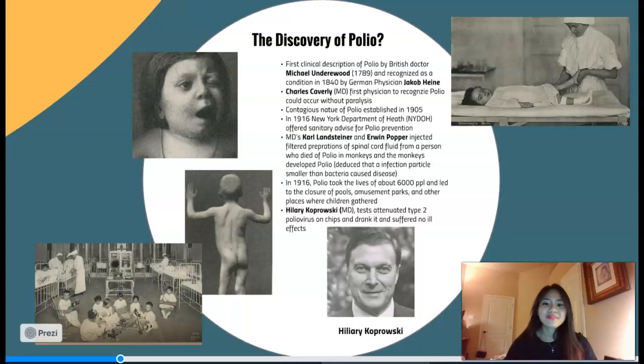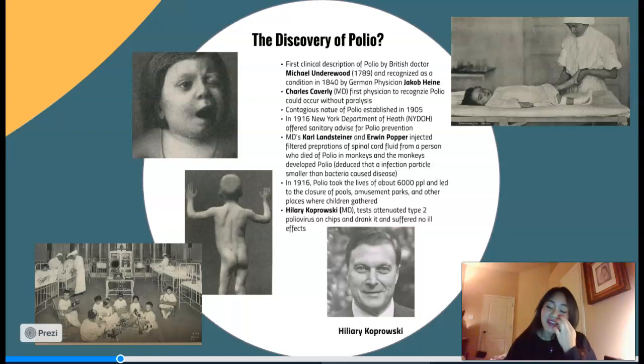And then the most interesting part, hear me out. Karl Landsteiner and Erwin Popper injected filtered preparations of the spinal cord of infected individuals. So they took the liquid from the spinal cord of someone who died of polio and they injected it into monkeys. And then the monkeys developed polio. Through that, they were able to deduce that polio is highly contagious. And I think that's pretty cool.